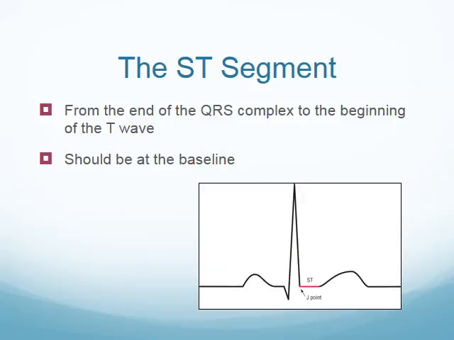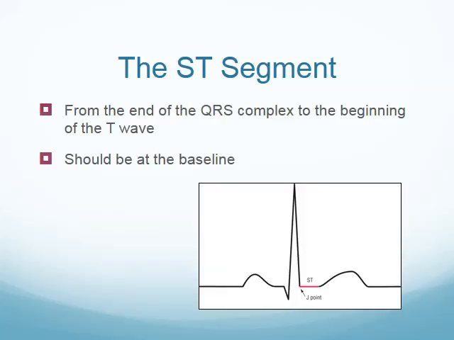The ST segment, as we've already discussed, is from the end of the QRS complex to the beginning of the T wave. And just a reminder of what we've already discussed, an interval includes a wave, whereas a segment does not include a wave. It's just the baseline. So the ST segment here does not include the wave. It's from the J point, which is the end of the QRS complex, to the beginning of the T wave. It should be at baseline.